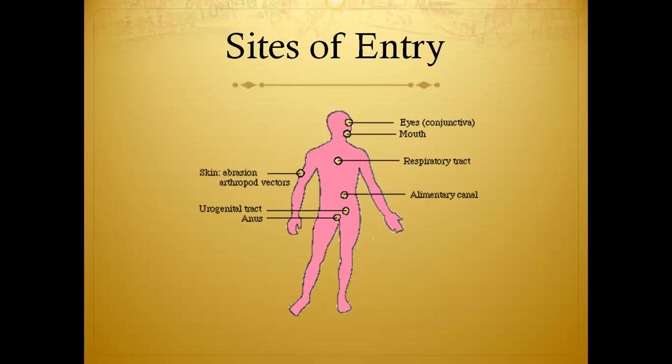Obviously the mouth. This is why kids are sick all the time. They're putting random things in their mouth that they've touched from places that they probably wouldn't have if they had known better. The respiratory tract, our GI tract, skin, obviously we look for abrasions or other arthropod vectors that come into play there. The urinary tract, reproductive tract, and the anus are the main sites of entry for illness.